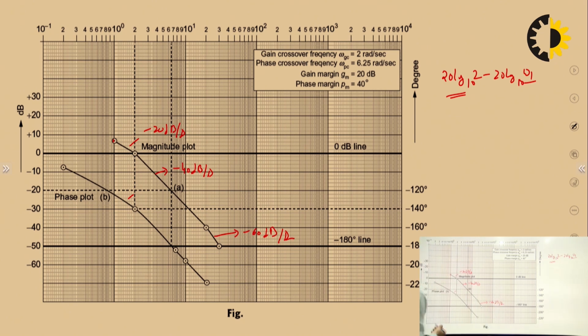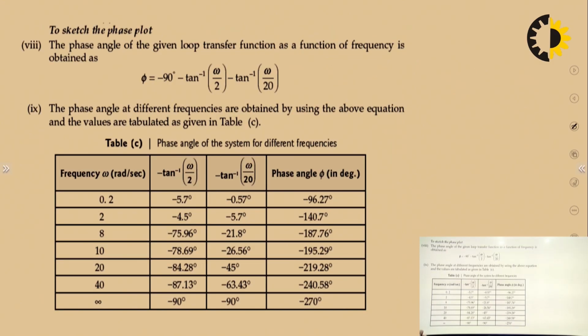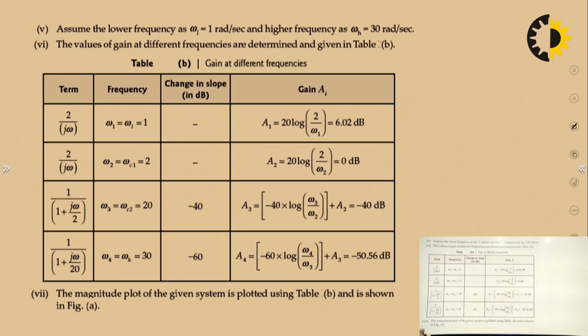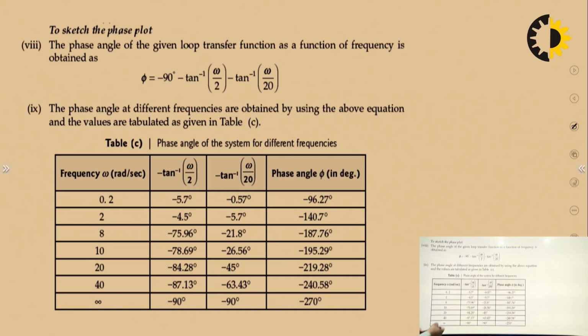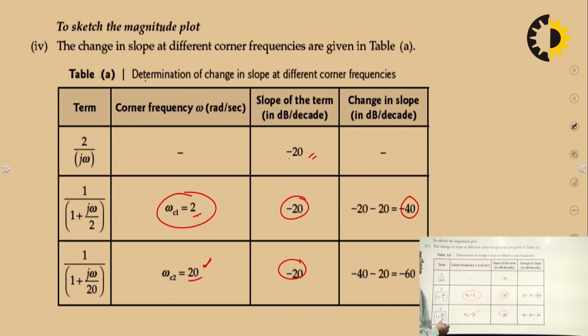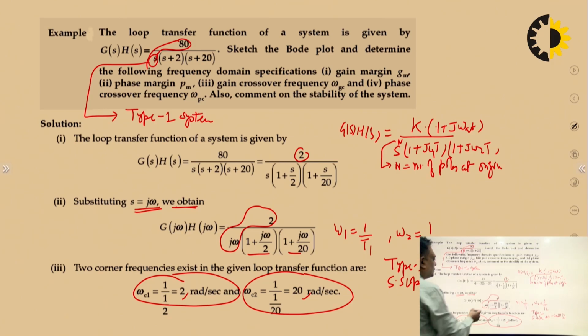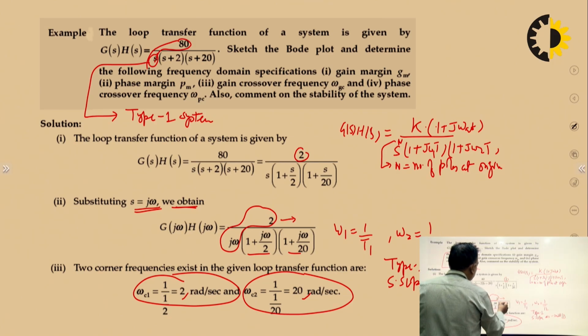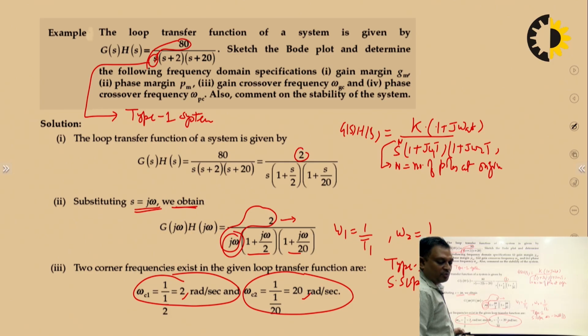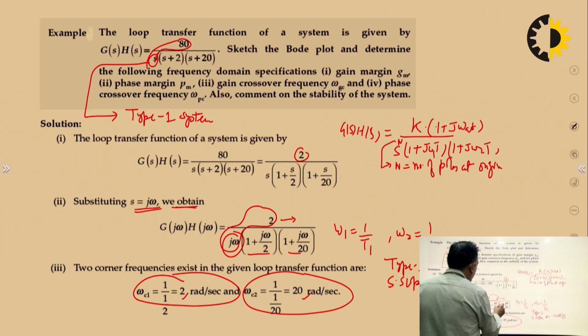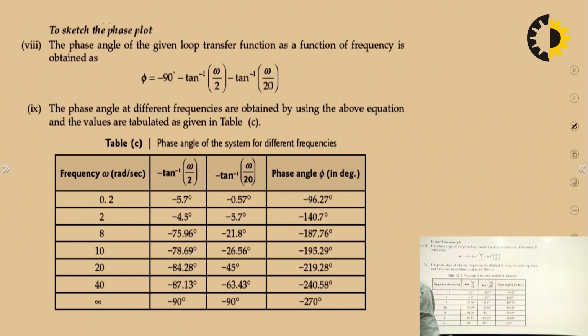For the phase plot, we will simply write the phase equation. The phase of this transfer function: for the real part it will be 0. A single pole in the denominator subtends a 90-degree angle, so it becomes minus 90. So this is minus 90 minus tan inverse omega by 2 minus tan inverse omega by 20. This is the phase equation.